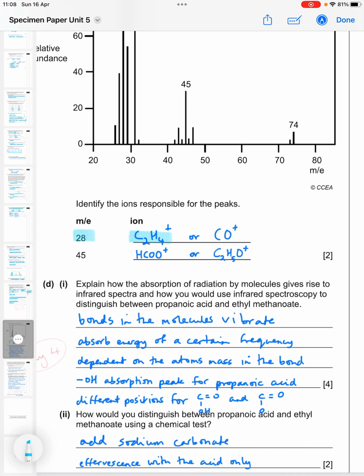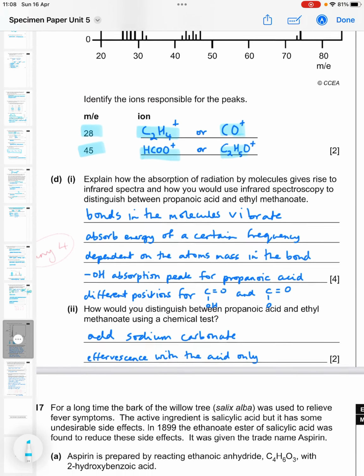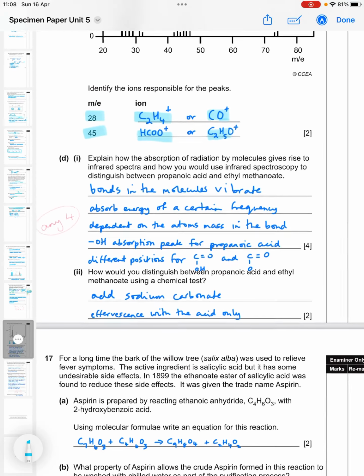So at 28 you could have C2H4, so each carbon is 12 and hydrogen is 1, so you've got a total of 28 there. Or you can have just a CO, so again 12 and 16, which will give you 28. And then 45, HCOO+ or C2H5O+. Remember to always put your plus signs on there because it's asking for ions.